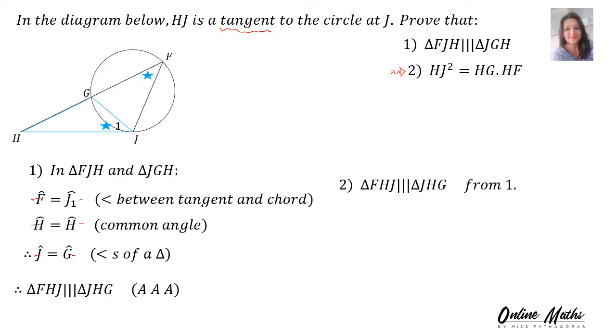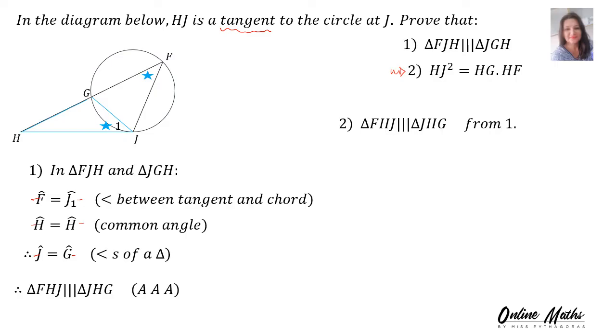Now where does that come from? That comes from the fact that we could prove the two triangles similar in number 1. So we know that the two triangles are similar. And because they are similar, we can write down the corresponding ratios. Therefore, we can say that FH over JH is equal to HJ over HG is equal to FJ over JG. And our reason, the two triangles are similar.